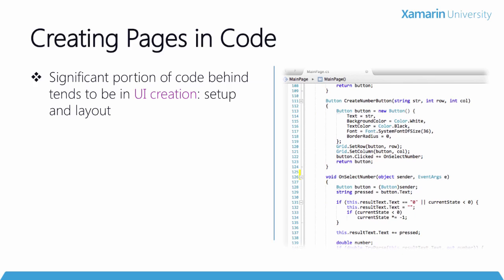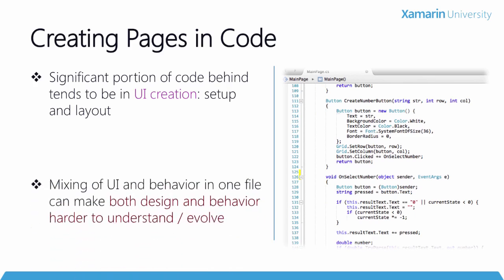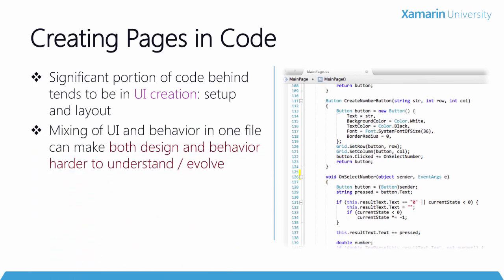Often, the creation and the setup of the UI is a significant block of code. And that makes the code larger, and it makes it harder to picture what's being created. Since the UI visualization code is mixed in with the behavior, it can be harder to separate the two and map out for new developers or even maintenance later on.